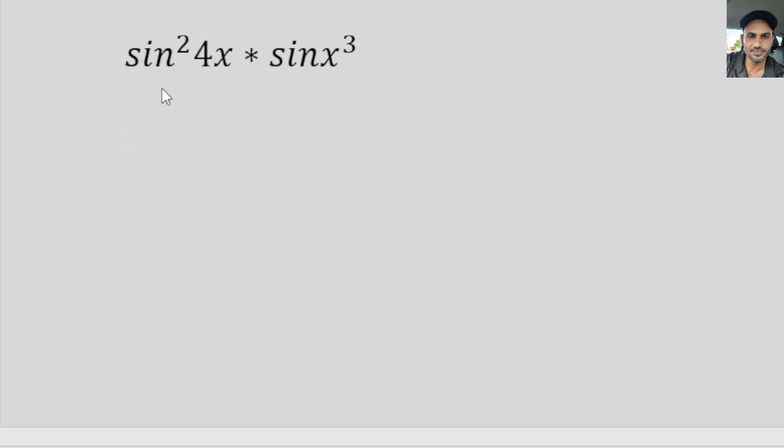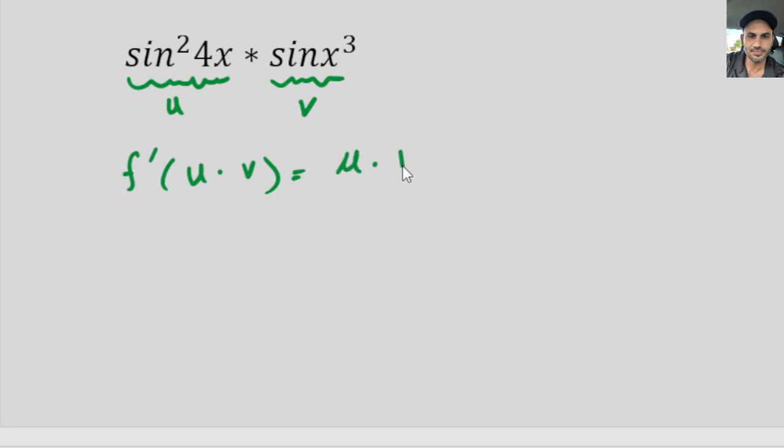Since this function is a product of two functions, we can write it as u and v. These are the two functions multiplying. So here we can apply the product rule. The derivative of u times v equals u times v prime plus v times u prime.